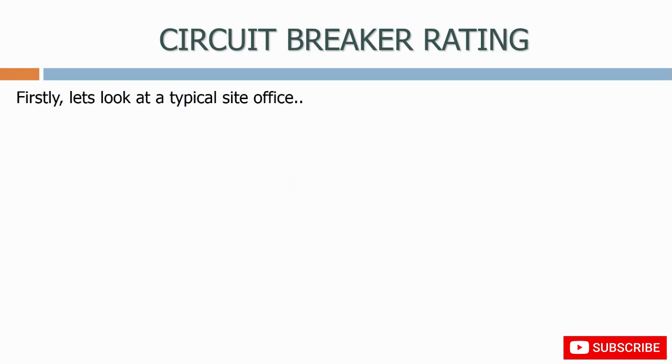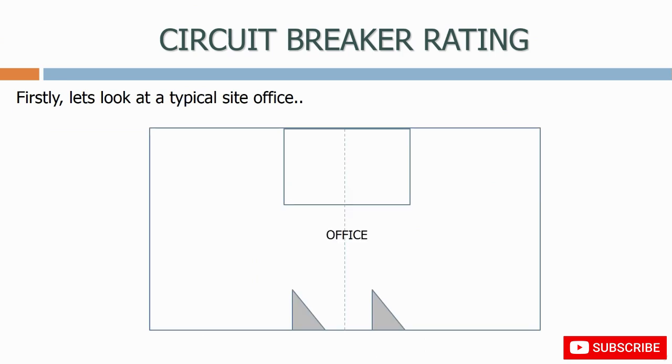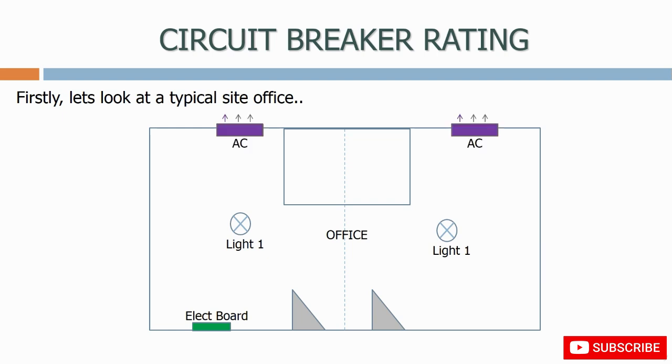Firstly, let's look at a typical site office. Here we have the same type of containerized site office you'll find on any site. Each office has its own electrical board. This feeds a couple of lights, one in each office. Two ACs, again one in each office. We then have a couple of sockets in each office, used for computers and other office equipment. And two fans, one in each toilet. Let's now see how we size the electrical board.